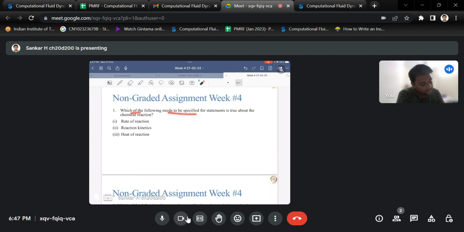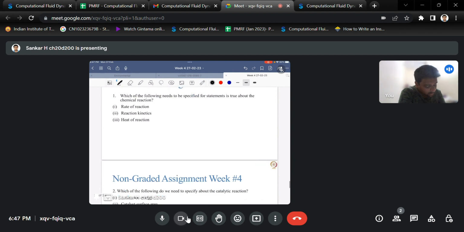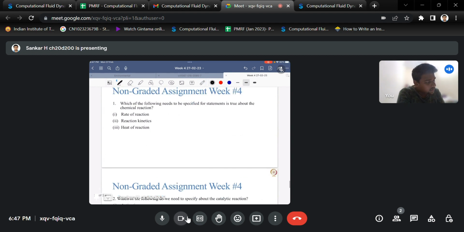Which of the following statements is true about what needs to be specified for the chemical reaction? So we just need to find out what all needs to be specified. We know that when we solve the problem, we will be solving a species balance equation. We will be dealing with an overall mass balance.